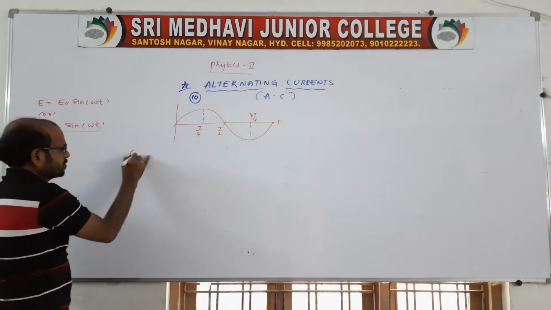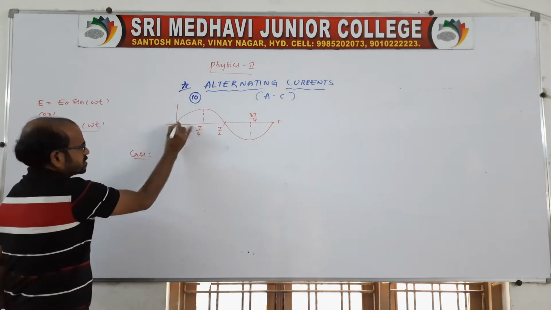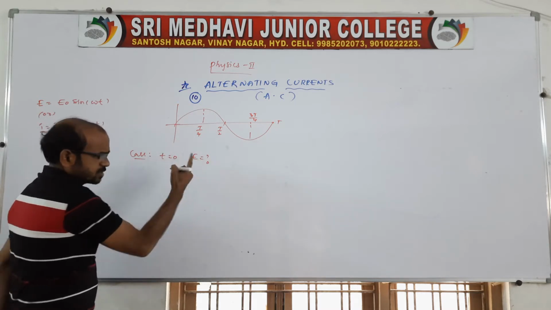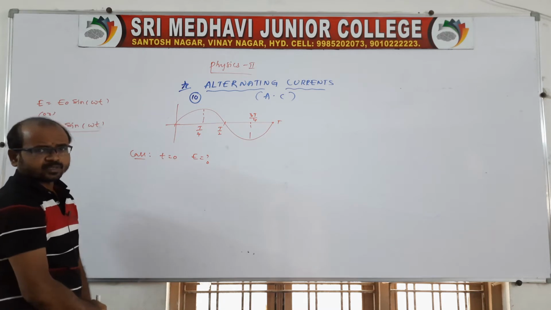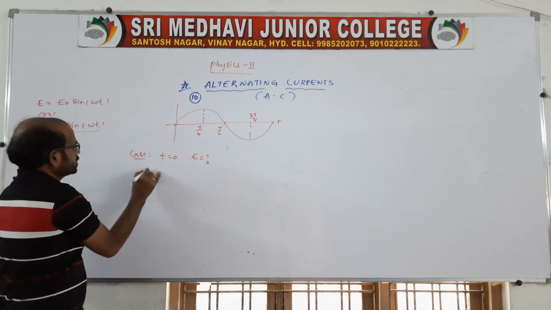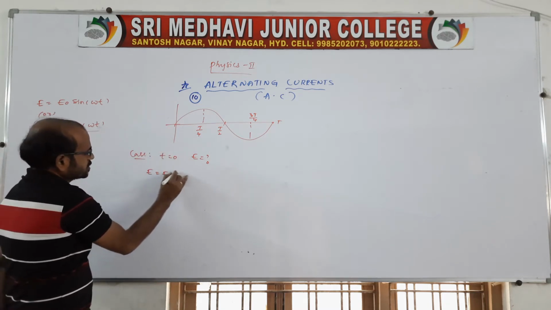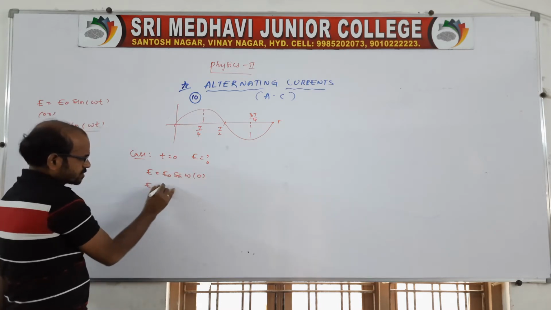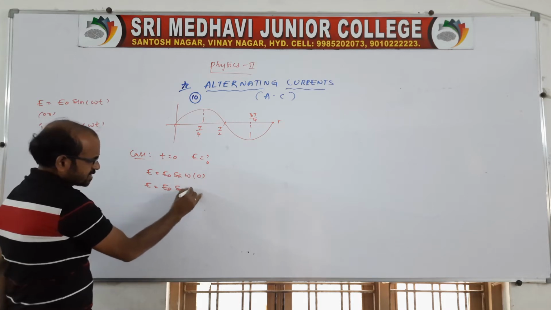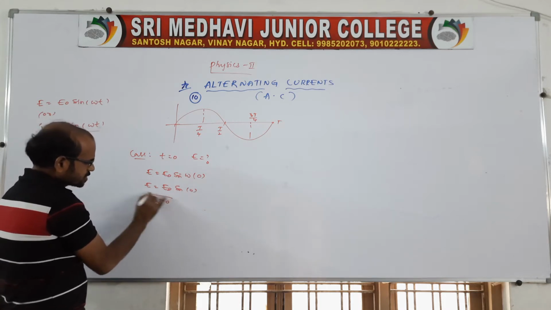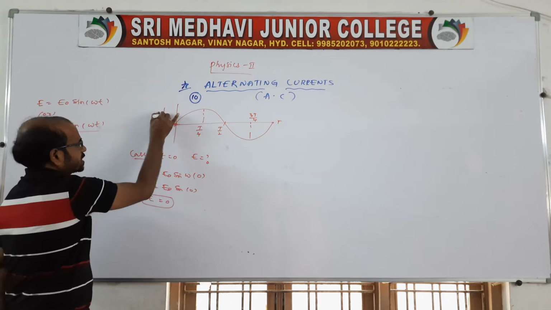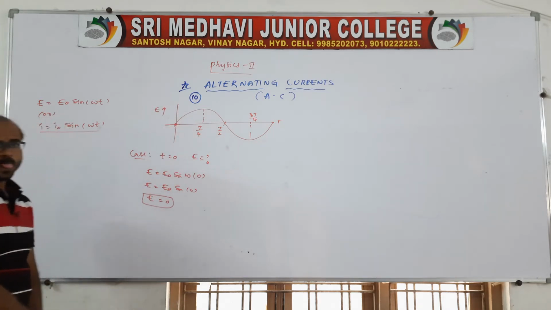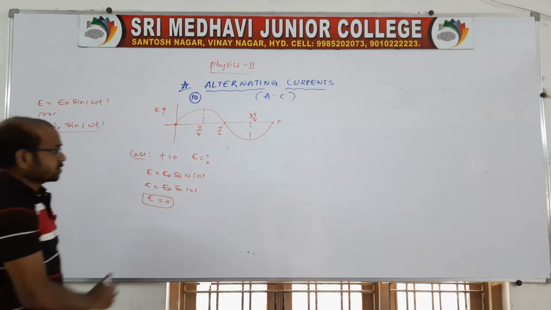Suppose case 1: here is the origin, and time is taken as 0. What is the EMF value? That is what we are finding. E is equal to E naught sin omega into 0. Sin 0 is 0, so E naught into sin 0 gives EMF equal to 0. EMF is 0 when time is 0. Case 1 is over.